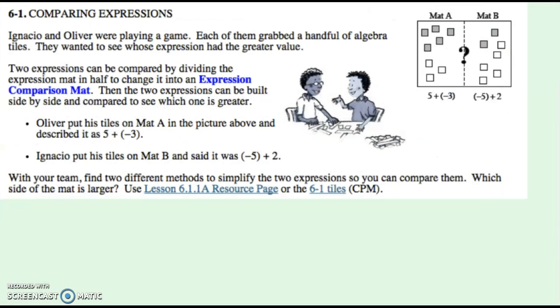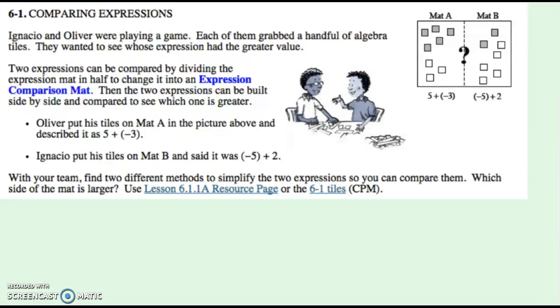6.1, Comparing Expressions. This will be the first one that you take notes on in your notebook. Ignacio and Oliver were playing a game. Each of them grabbed a handful of algebra tiles. They wanted to see whose expression had the greater value. Two expressions can be compared by dividing the expression mat in half to change it into an expression comparison mat. Then these two expressions can be built side by side and compared to see which one is greater.